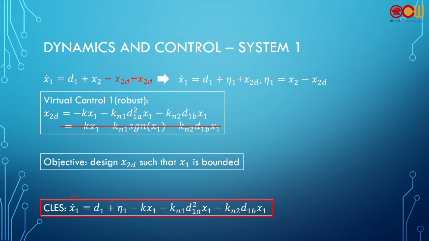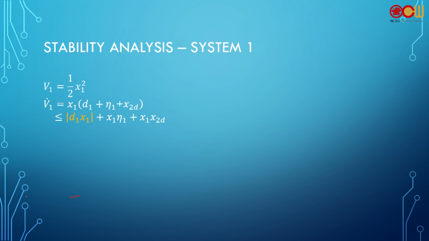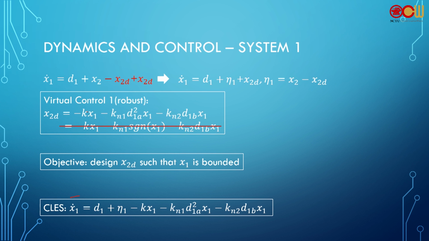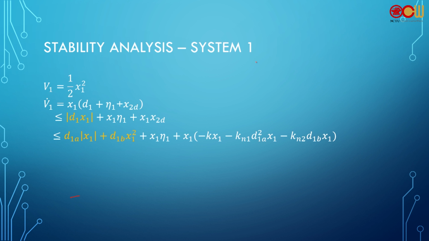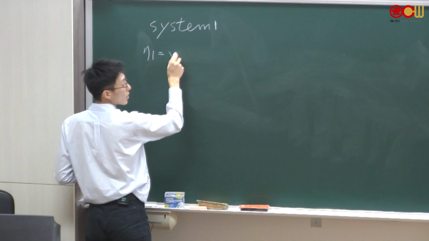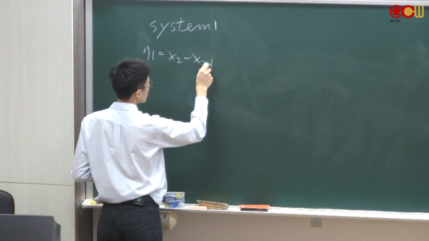And it's not clear how this can be a stable system until you do the Lyapunov function analysis. For system 1, we choose a Lyapunov function V1, which is 1 over 2 x1 squared. You take the time derivative, substitute the closed loop dynamics, and substitute x2d in here, you get this. So let's do it step by step. Here, eta 1 is the error signal. Eta 1 is x2 minus x2d.